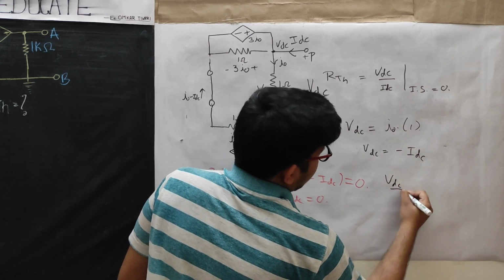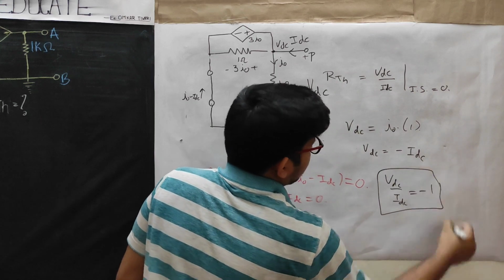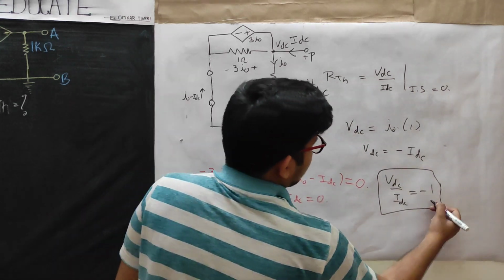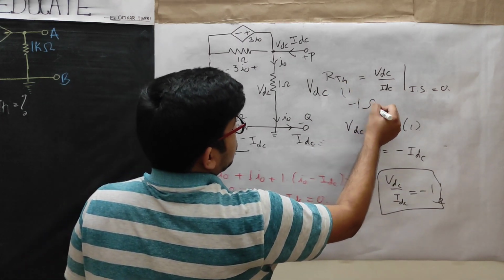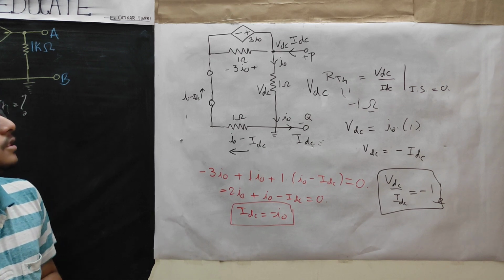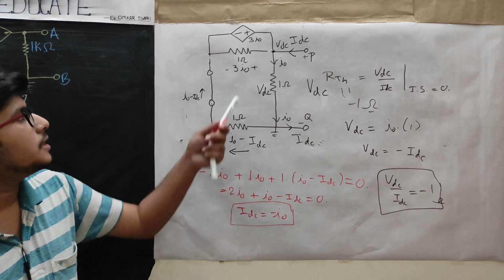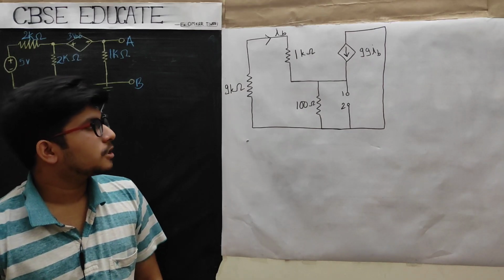So VDC by IDC is minus of 1 ohm. So the answer RTH is minus 1 ohm. Don't be confused by the negative answer, because when there are dependent sources, you can also get the equivalent resistance as negative. Okay, so coming to the next part of the question.